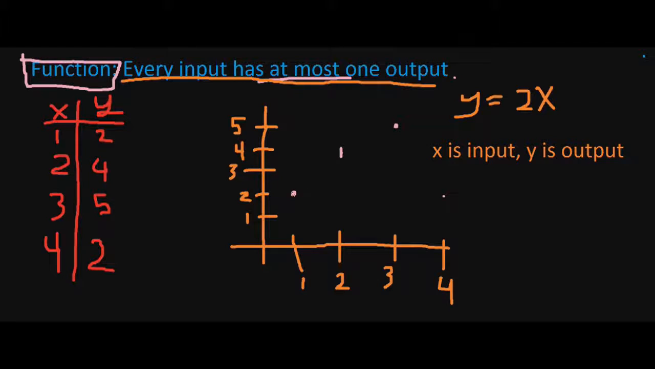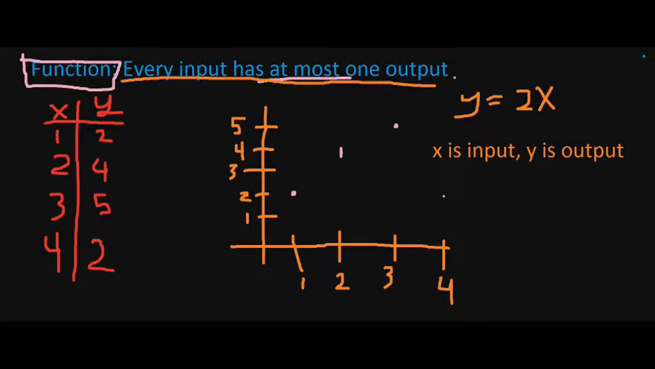So if you notice, looking at this table right here, for every input, so 1, there's only one y value, 2. For every input on 2, there's only one y value, which is 4. For 3, it's only one y value, which is 5. And then for 4, there's only one y value, which is 2. All right, so if you look here, every input has at most one output. That means that this is a function.